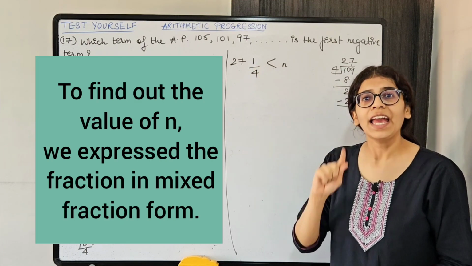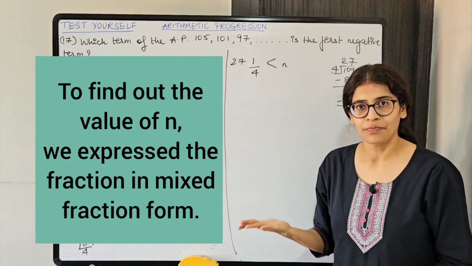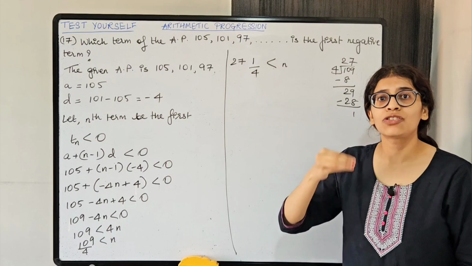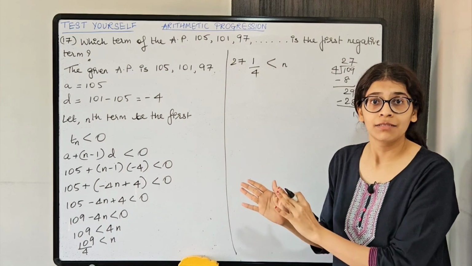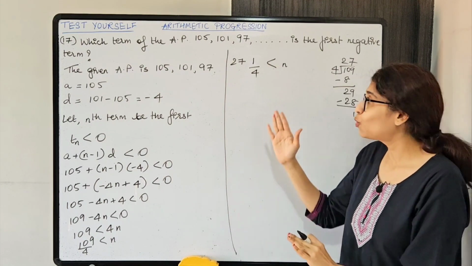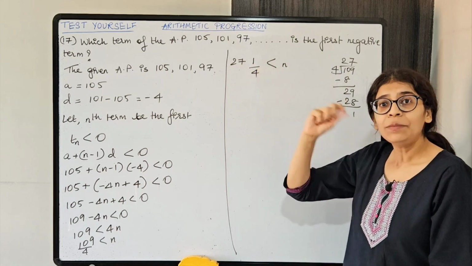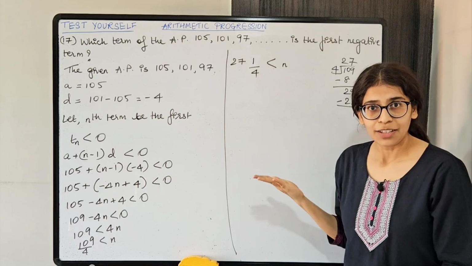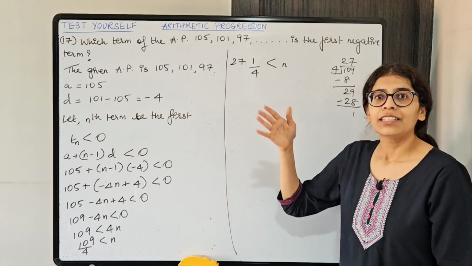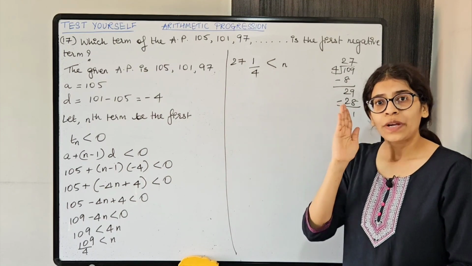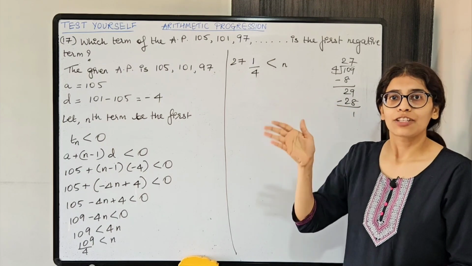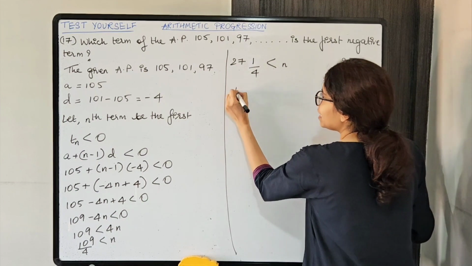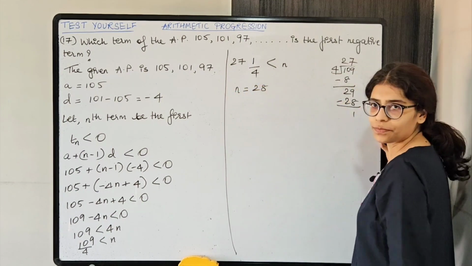Now we know n will always be a natural value. Okay. So which natural value will be greater than 27 and 1/4? Find out the immediate value. So which natural number comes immediately after 27 and 1/4? 28. Right? 28 will come. Of course 29, 30, these are also greater, but 28 will be the first natural number after 27 and 1/4. So I can say n is 28. Okay.